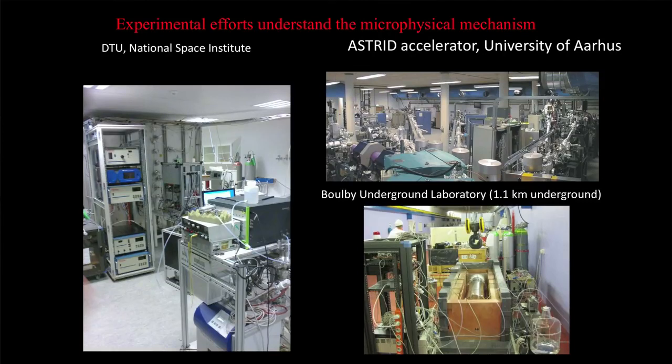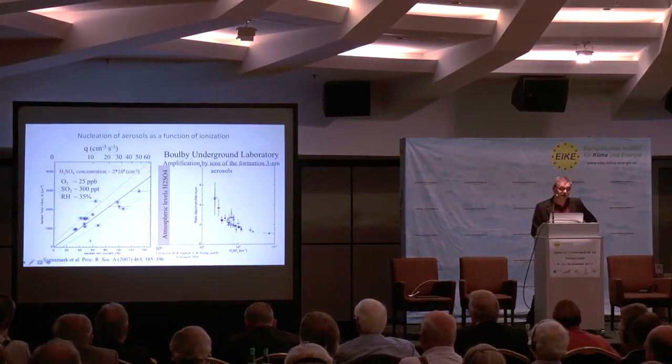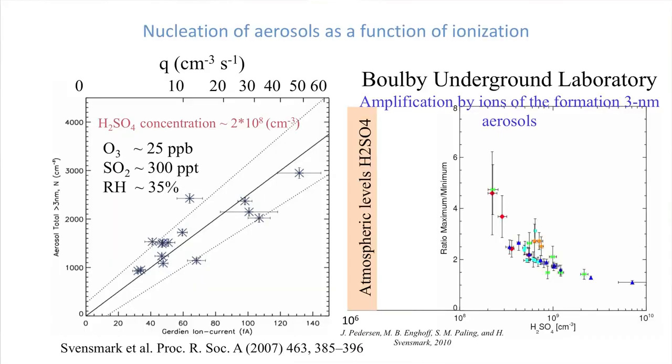So all these experiments that we have been doing in some form or another, they all confirm that when we increase the ionization, by gamma rays for instance, then we can measure the number of small aerosols that are nucleated. And we see that as we increase the ionization, we actually get more of these small aerosol particles. So the cosmic rays are really helping stabilizing and helping the nucleation of small particles.